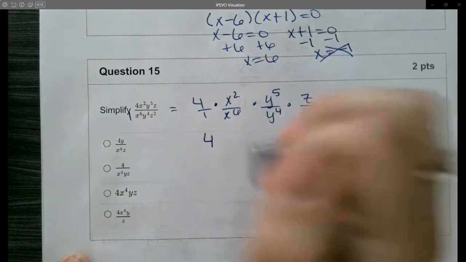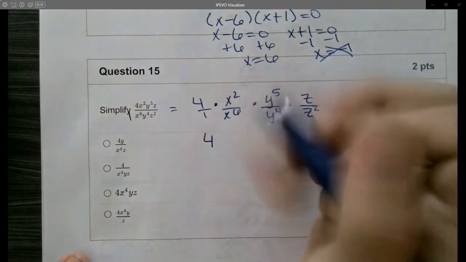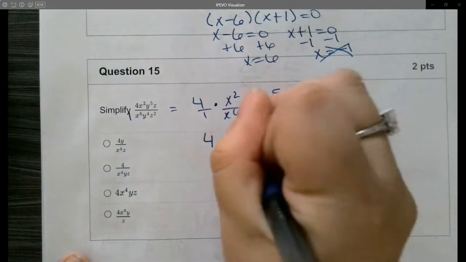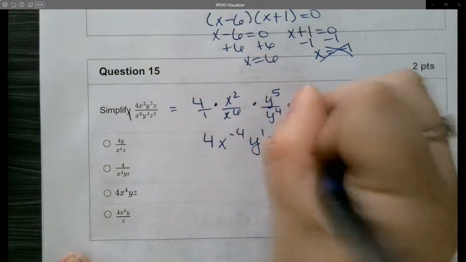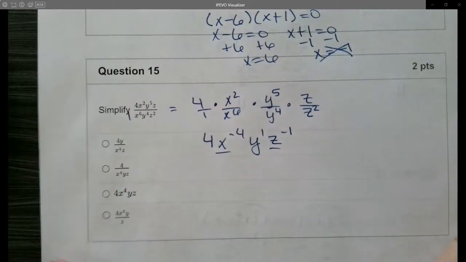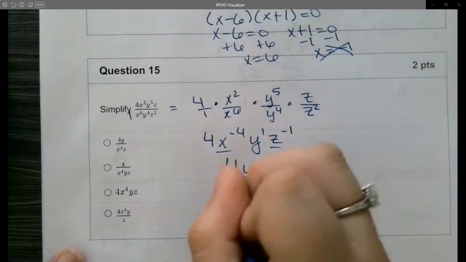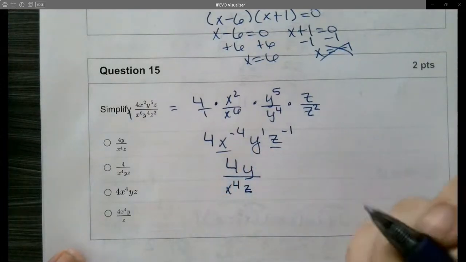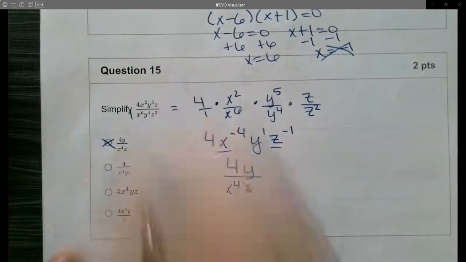X squared over x to the 6th. Because it's a fraction, I'm going to subtract my exponents. So 2 minus 6 will get me negative 4. On the y's, I have 5 minus 4, which gets me 1. On the z's, I have 1 minus 2, which gets me negative 1. So these two with the negative exponents are going to go to the bottom of the fraction. So 4 and y stay on top. And then it's going to become x to the positive 4 and z to the positive 1, which we don't have to write. Then I just want to find the correct answer, which is my first choice.